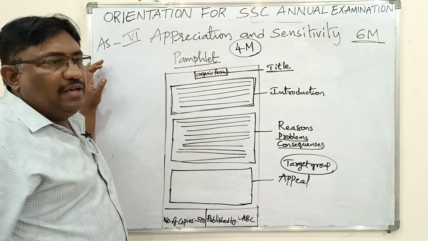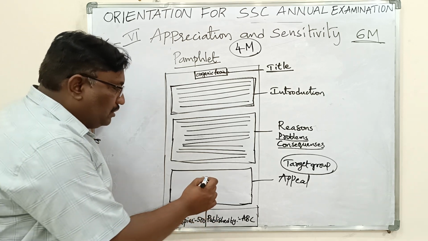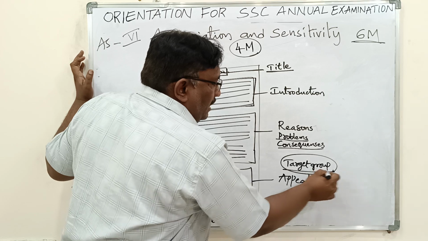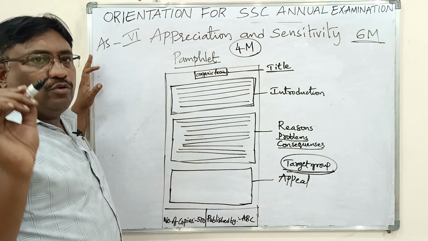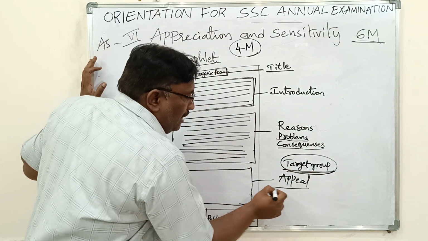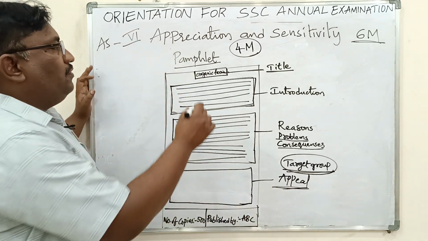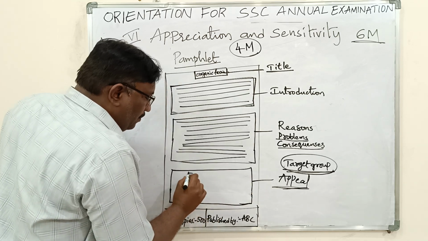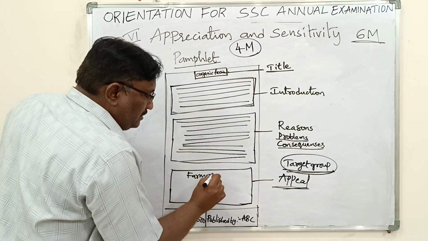All these points will be explained here. And coming to the third area, for every pamphlet there is a target group. Based on that target group, we have to write an appeal. Appeal means a request. For example, when we are writing about organic farming, our target group will be the farmers. So we have to address the farmers.